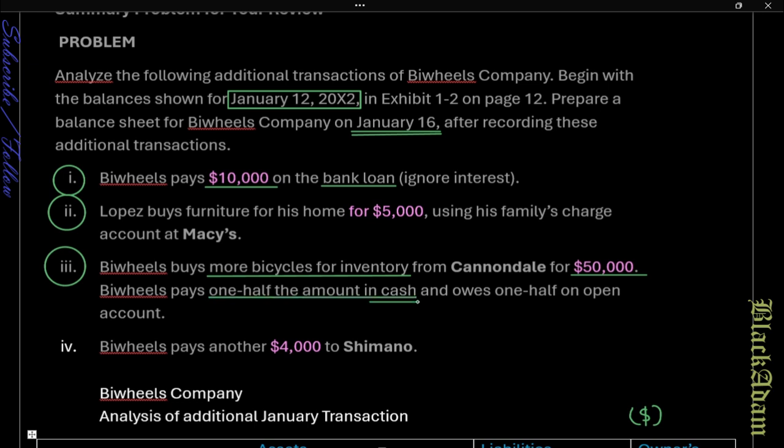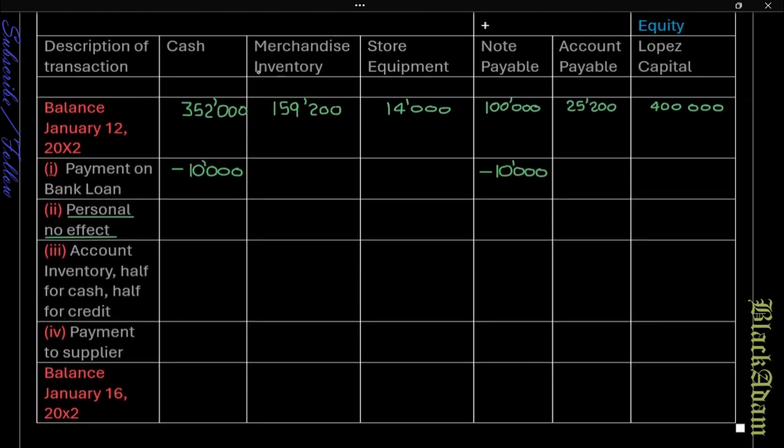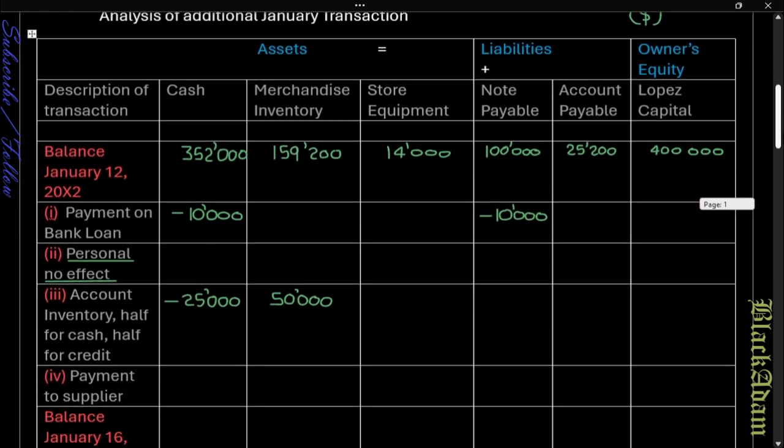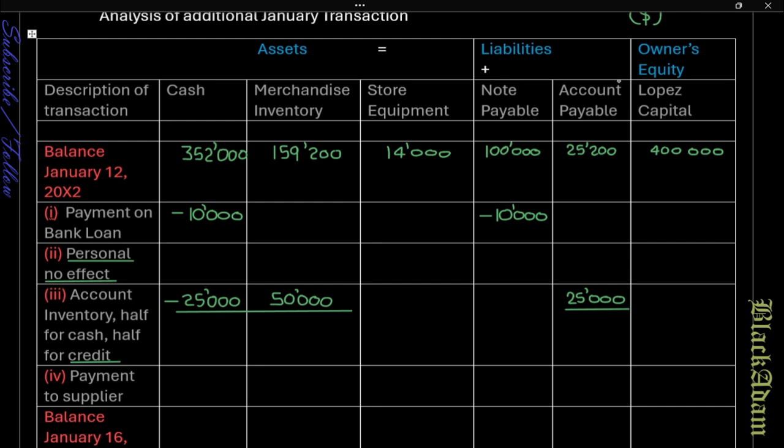He bought inventory for 50,000, paid half cash, half credit. So open account means credit, and half cash. Remember, inventory was 50,000. That's part of assets, so that's going to be 50,000 there, which is positive. And then he paid 25,000, which was the half cash. So the remaining will be owing. That's accounts payable, which means you owe the creditors. So you can see 50 minus 25 is 25. That's 25,000 for the creditors.